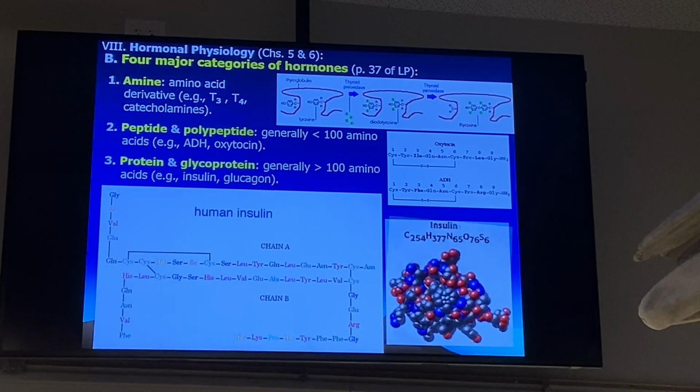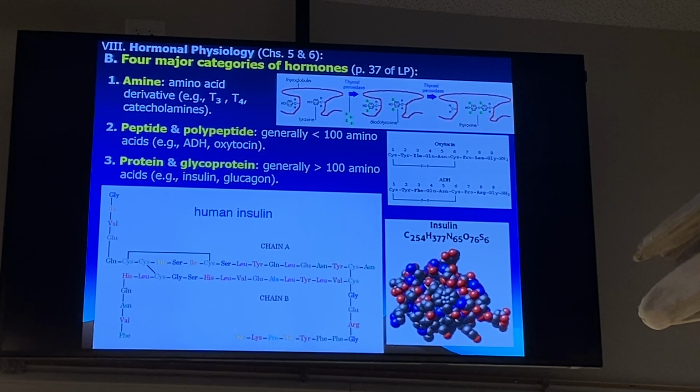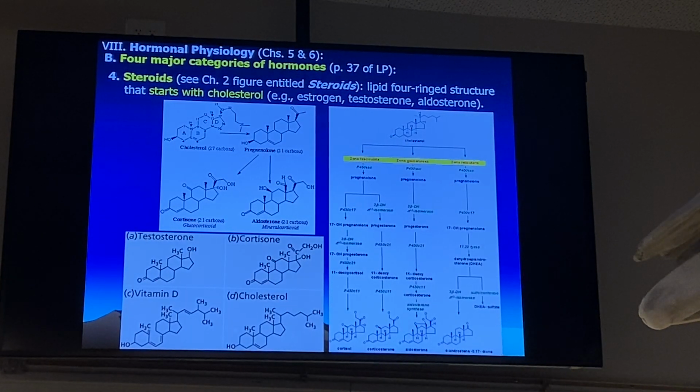Damn. And then you get the really large protein hormones. Insulin is a good example. It is one of the few examples in our body of a quaternary protein structure. You guys remember that? Because it's 2 different chains coming together. Quaternary protein structure. And last are the steroids.